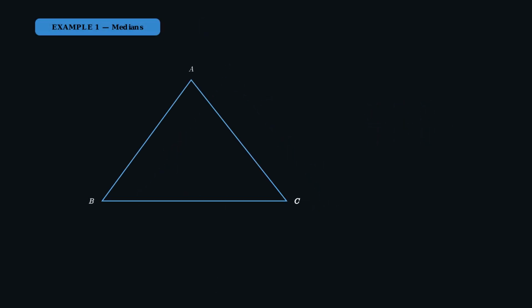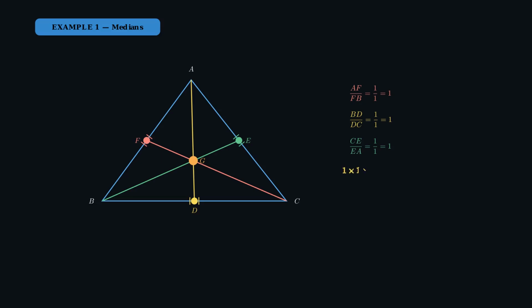Example 1. The medians of a triangle. A median connects each vertex to the midpoint of the opposite side. So D, E, and F are all midpoints. That means every ratio equals 1: AF over FB equals 1. BD over DC equals 1. CE over EA equals 1. By Ceva's theorem, 1 times 1 times 1 equals 1. Therefore the three medians always meet at a single point called the centroid. Labeled G. This is a classic and beautiful result.